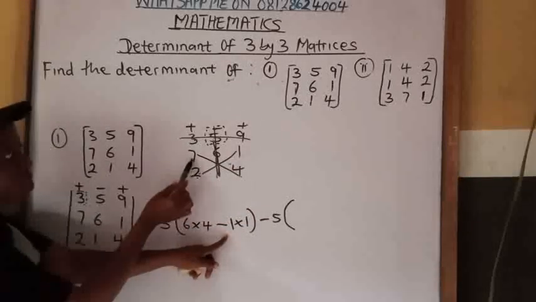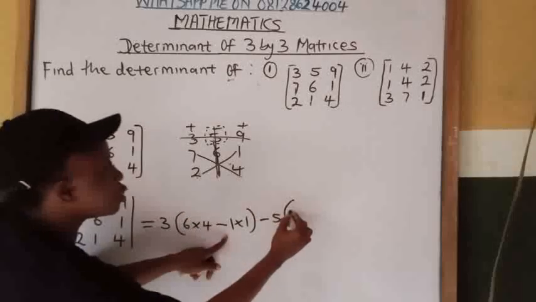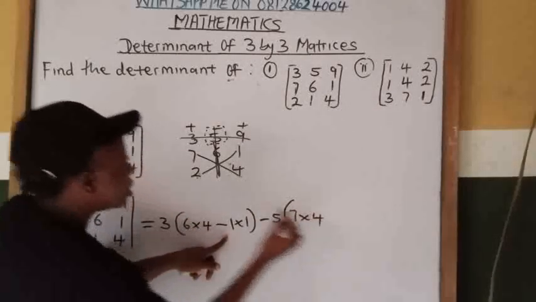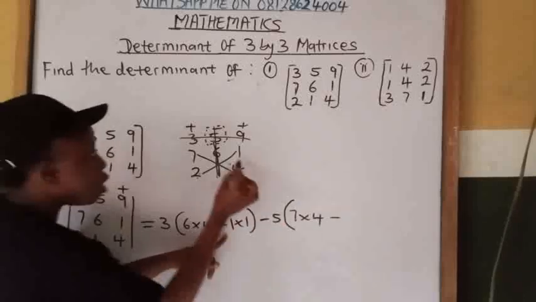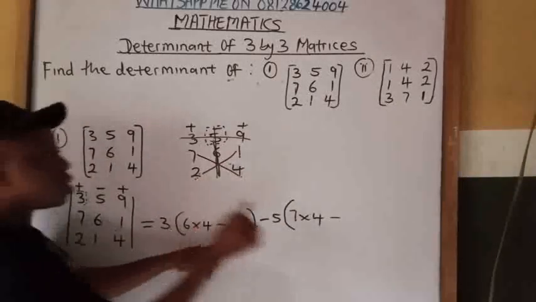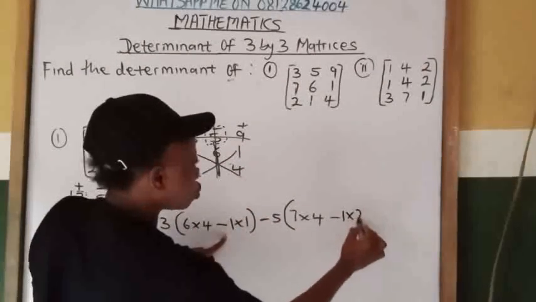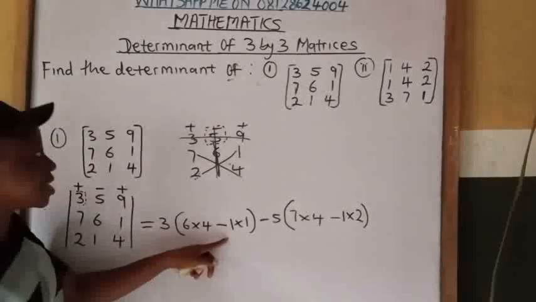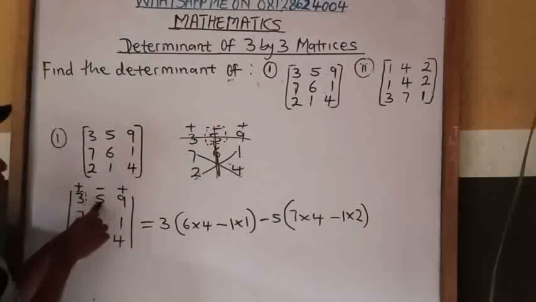So you cross multiply. So 7 times 4. You are going to have 7 times 4, then minus 1 times 2. Close the bracket. So I've picked the second element.